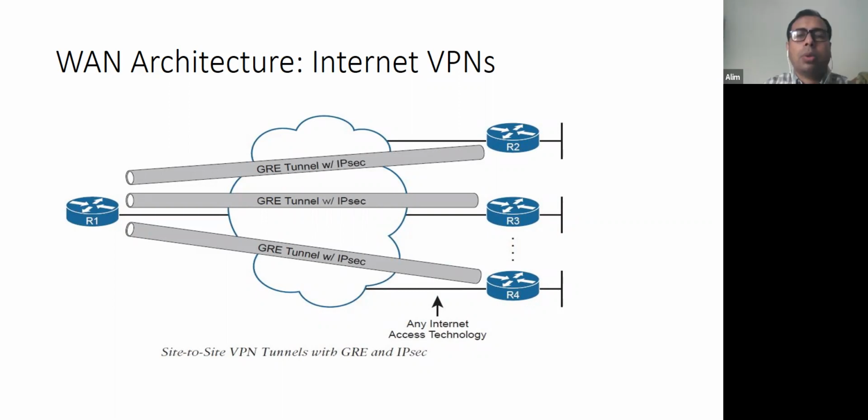Say you have router 1, router 2, router 3, router 4 at different locations. You are creating tunnels. So you can use a GRE tunnel with IPsec. Okay. With a GRE tunnel with IPsec, you can install a site-to-site VPN with security. Okay. IPsec tunnel is not covered in the CCNA course, but GRE tunnel is covered in detail. Okay.